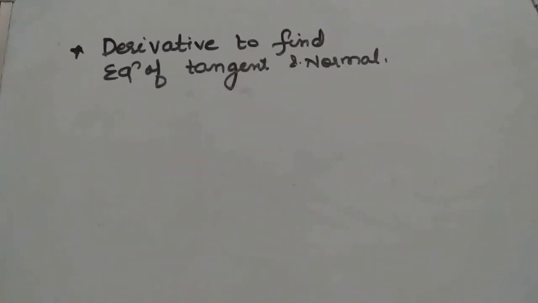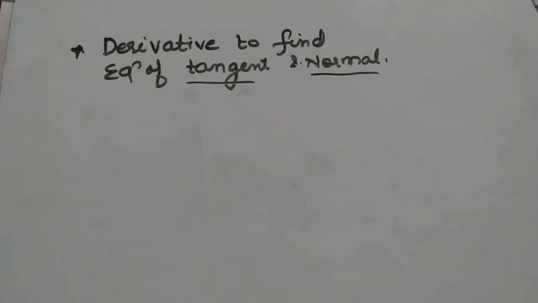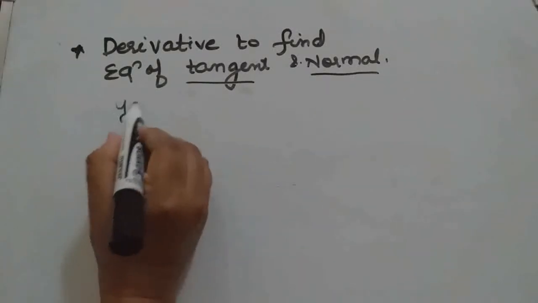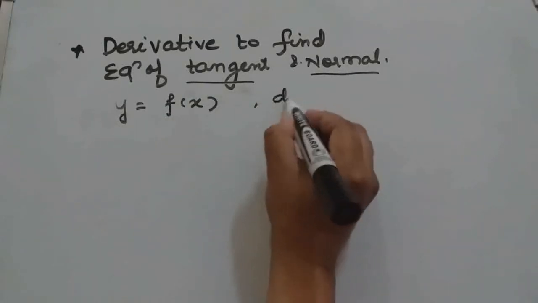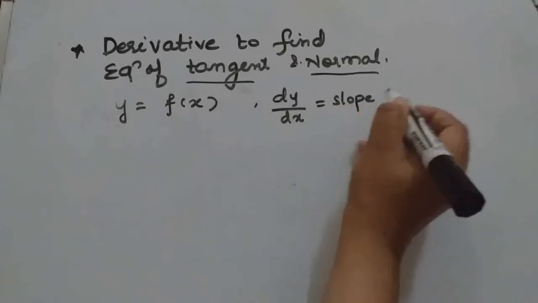Now, derivative to find the equation of tangent and normal. How can we use the derivative to find these two things? In Rolle's theorem and the mean value theorem we saw that the derivative is nothing but the slope of the tangent. Suppose y is any curve, y equal to f(x), so dy by dx will be what? The slope of the tangent.